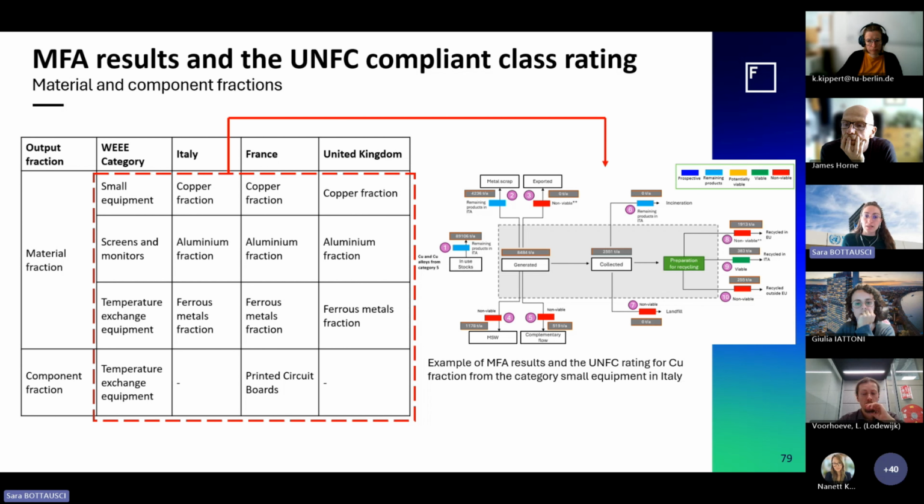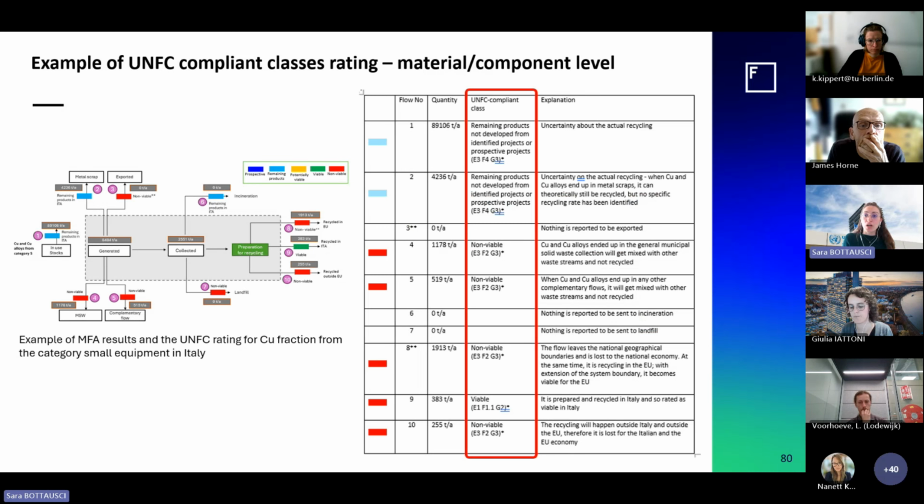And this, for instance, is an example of the mass flow analysis that was built, with the example of the copper fraction derived from the treatment of small equipment for the case of Italy in year 2022. So once we had the MFA built and represented also in the form of a flowchart, which was the most useful kind of representation in this context, we added the last stage, which was to assign to each of these different flows a specific UNFC-compliant class rate. And so we were able to say whether a specific flow would have been rated as viable, non-viable, or potentially viable.